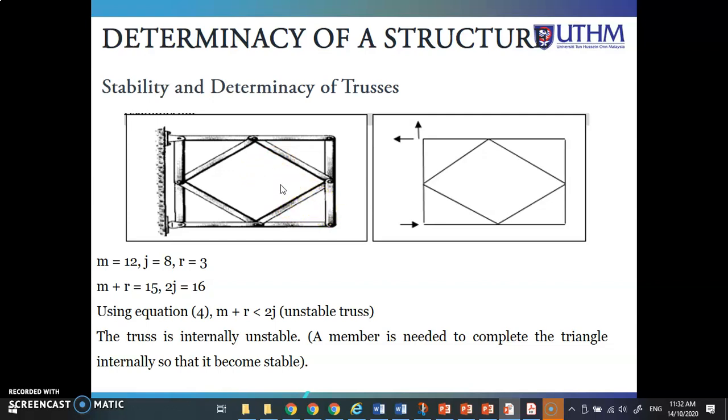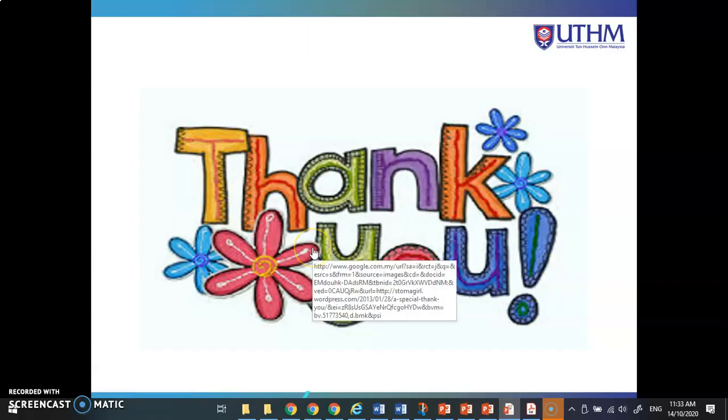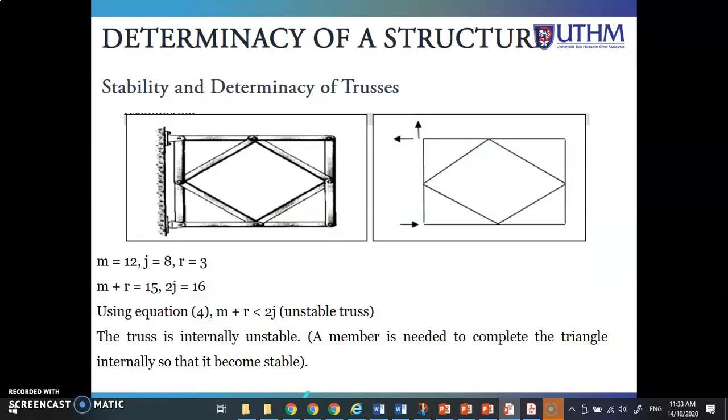So yang penting sekarang kena tahu ada 2 type of stability and determinacy. Satunya adalah untuk beam and rigid frame pakai equation lain. And for the determinacy of trusses pakai another equation. Tapi konsepnya adalah sama. Okay. So I think that's all for this chapter.